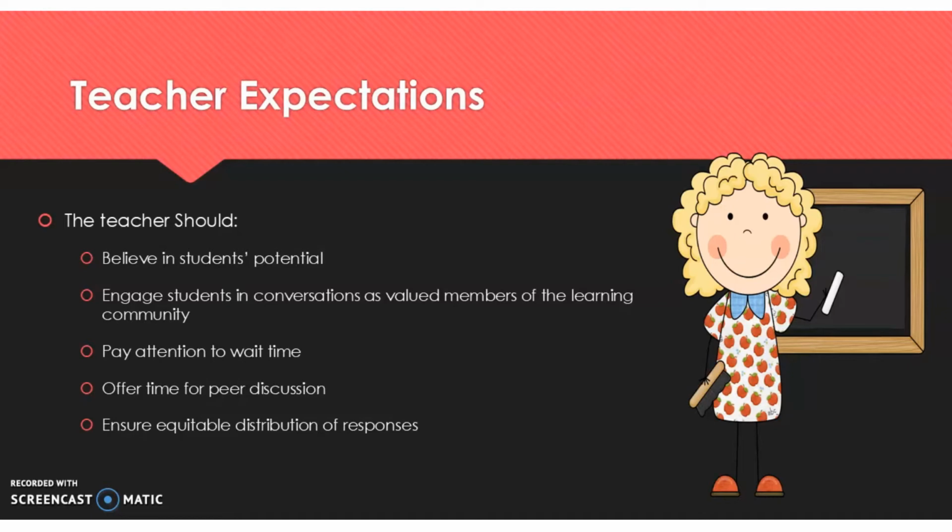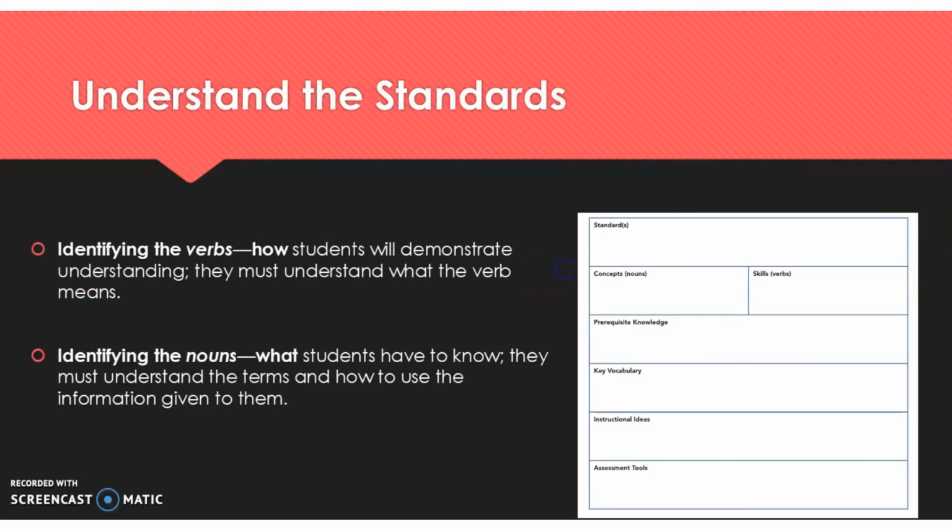Ensure equitable distribution of responses. So choosing students at random and giving all students time to respond to the question. Teachers also need to break down the standards and understand the different components. Teachers need to identify the verbs, how the students will demonstrate the understanding. They must understand what the verb means so they know what they are doing.